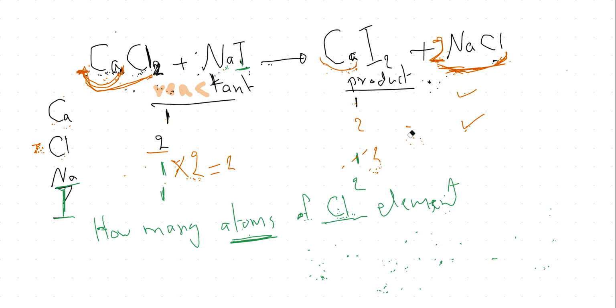I will go to chlorine. How many chlorine atoms do I have? 2. So 2, it's good. Chlorine here, how many chlorine do I have? 2. So I am good. Also, I am good. Sodium. How many sodium do I have? 1. Okay.